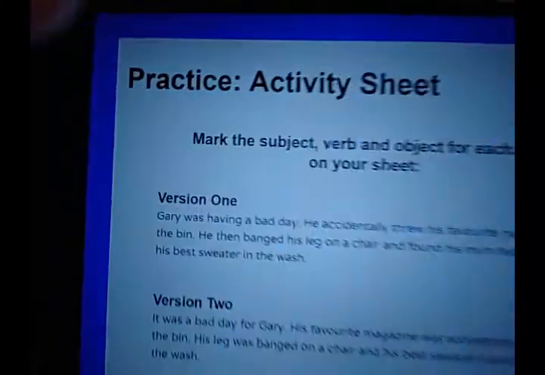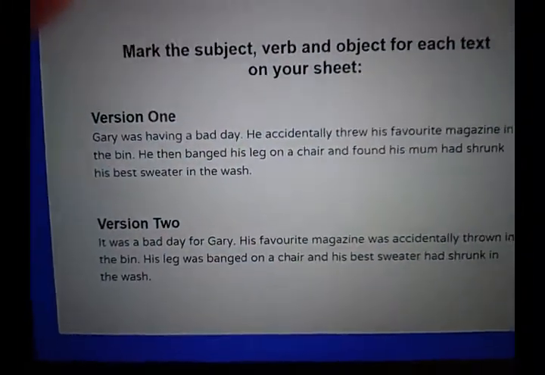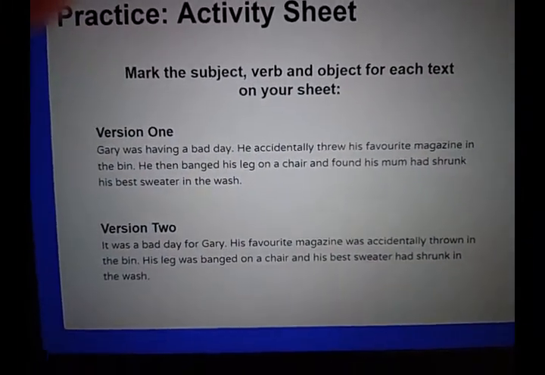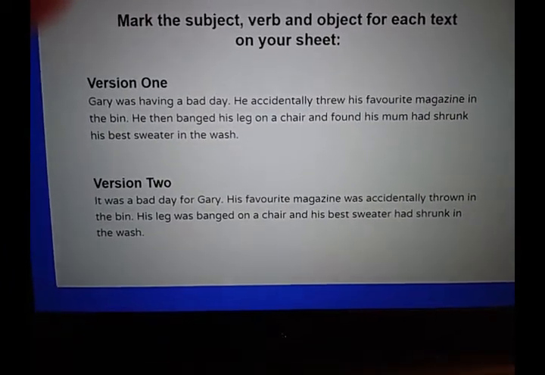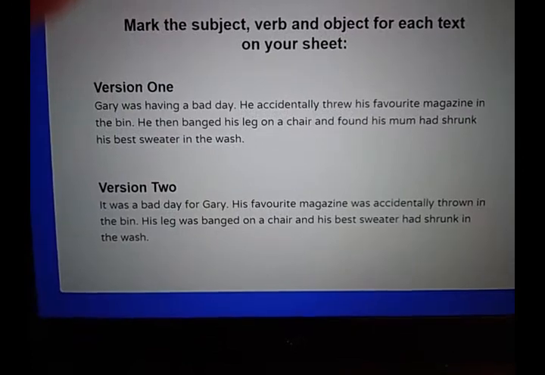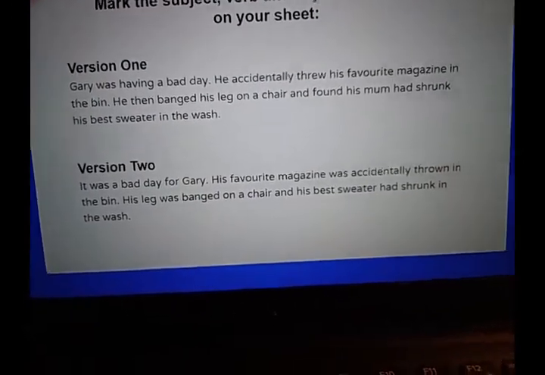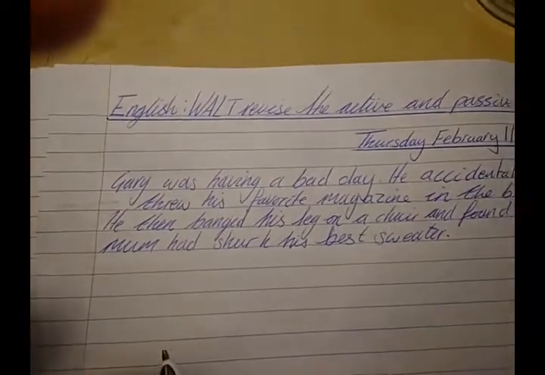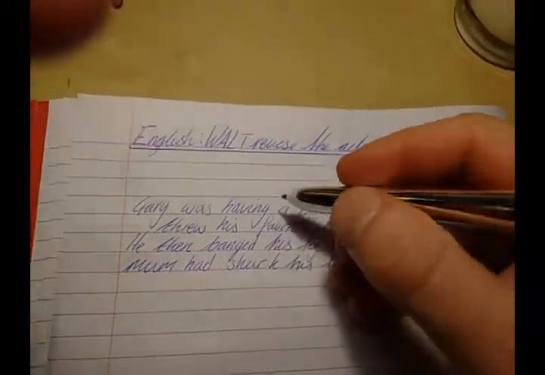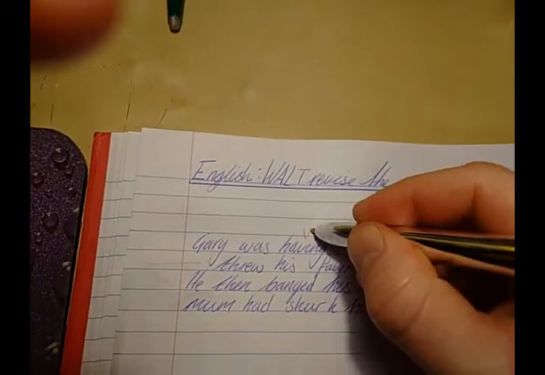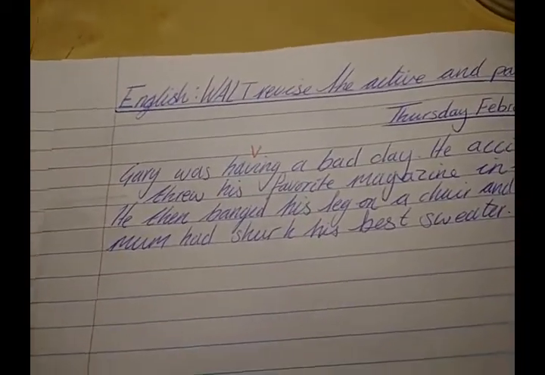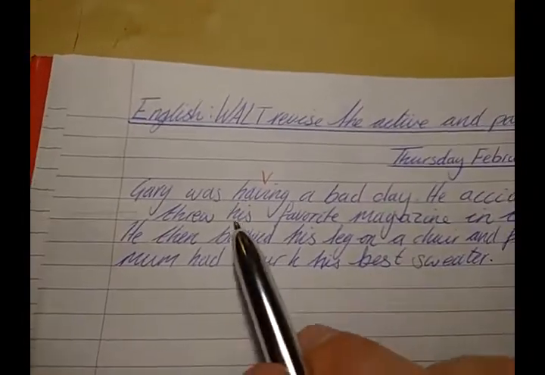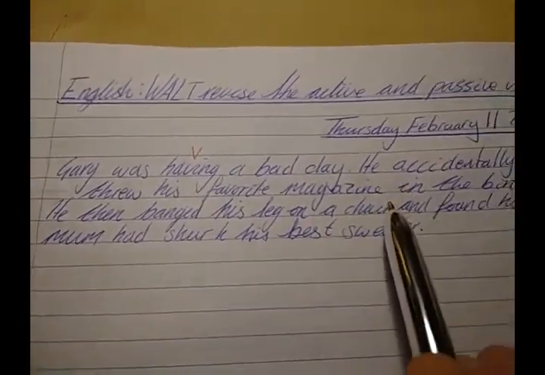And what you need to do is mark subject, verb, and object for each text. Just write an S, V, and O above it. I suggest, which will make this easier, starting with a verb. I'll go through the first one with you. So, Gary was having, it's a verb. I don't know what it is I pressed to make this camera turn off. Anyway, let's continue. Gary was having, verb, a bad day.